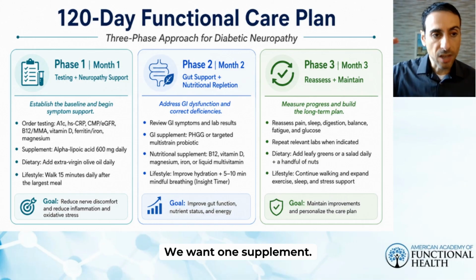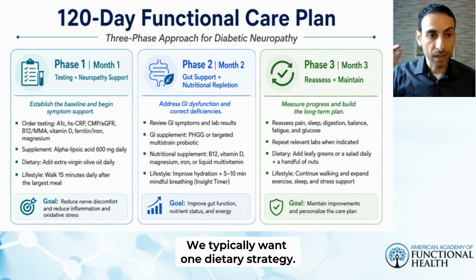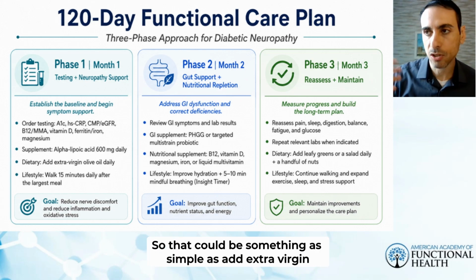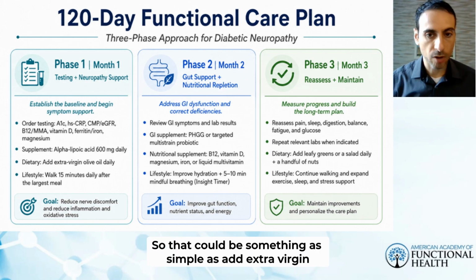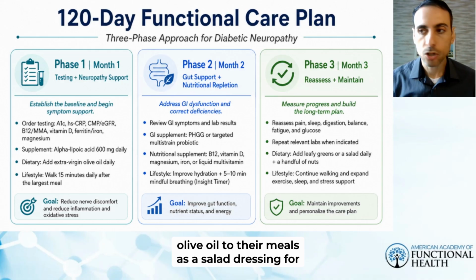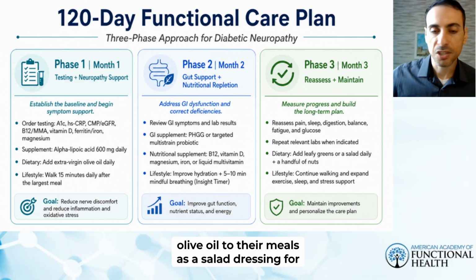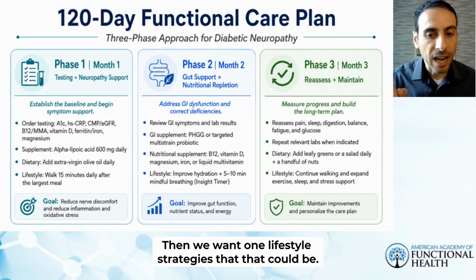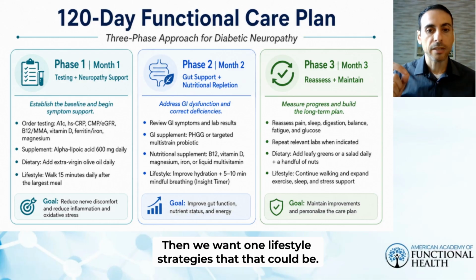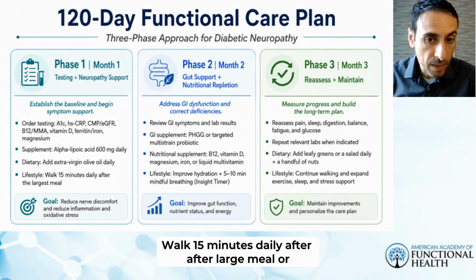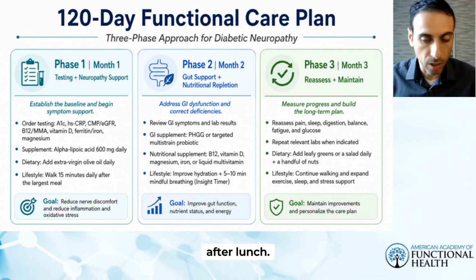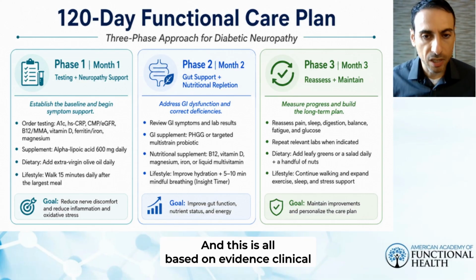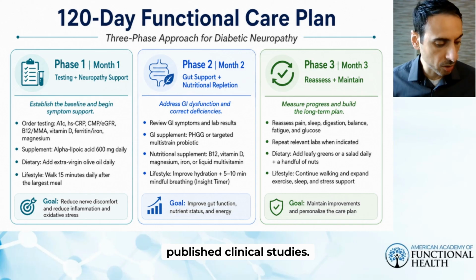We want 1 supplement. We typically want 1 dietary strategy. That could be something as simple as adding extra virgin olive oil to their meals as a salad dressing or for when they're cooking. Then we want 1 lifestyle strategy, that could be walking 15 minutes daily after a large meal or after lunch. And this is all based on evidence, published clinical studies.